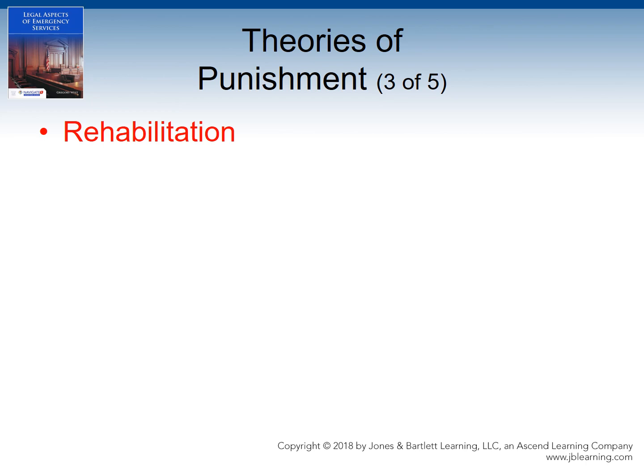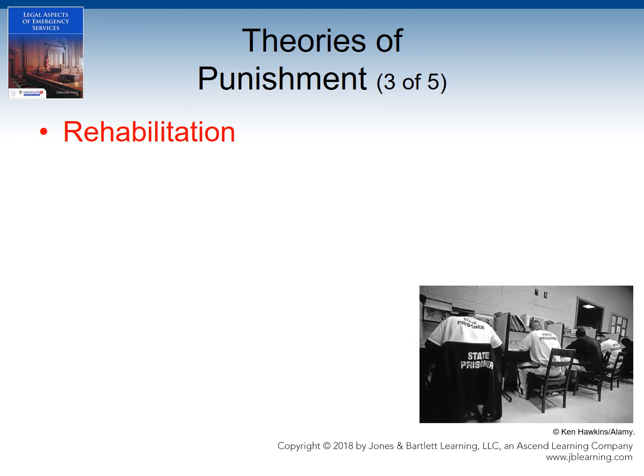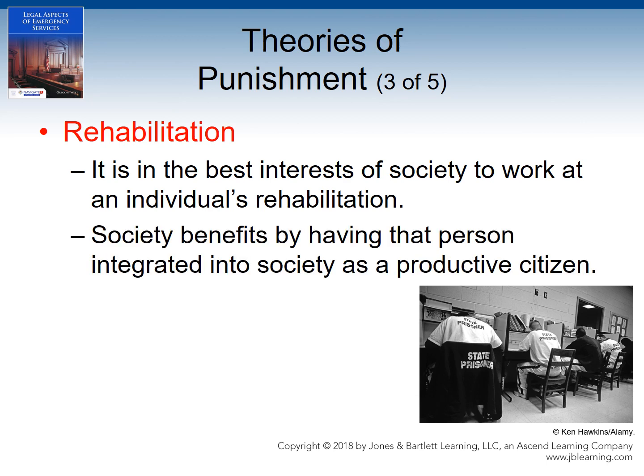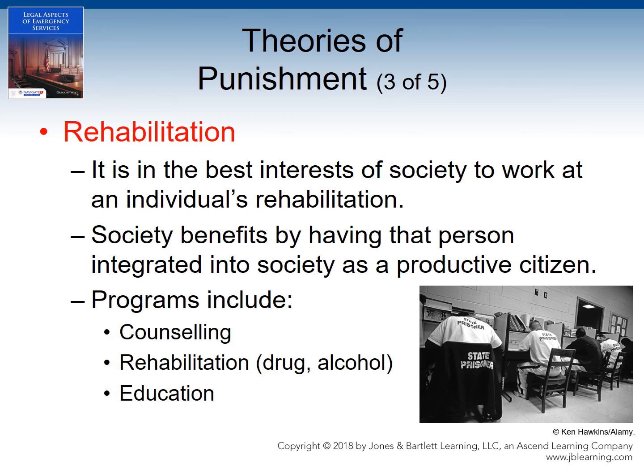Another theory behind punishing criminals is to rehabilitate the criminal so he or she has better options in the future and avoids similar conduct as a result. Essentially, most criminals serving jail or prison time will be released back into society, and it is in society's best interest to ensure that person is rehabilitated by learning a skill set that allows him or her to integrate into society as a productive citizen. Such rehabilitation programs include counseling, rehabilitation, formal education, and job skills training.